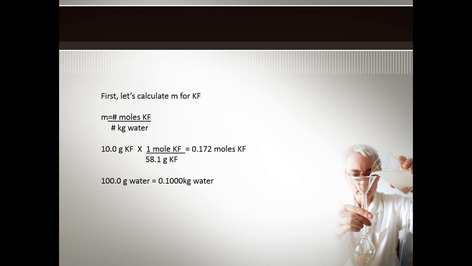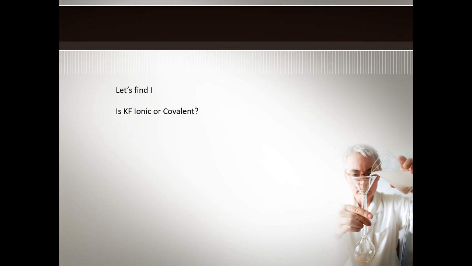We had 100 grams of water, so let's convert that into kilograms. You guys should be able to do this in your sleep. 100 grams of water is the same thing as 0.1000 kilograms of water. Now that we've got that, we've got everything we need to calculate molality. We put the moles of potassium fluoride over the number of kilograms of water, and we end up with 1.72. Now let's figure out finding I.